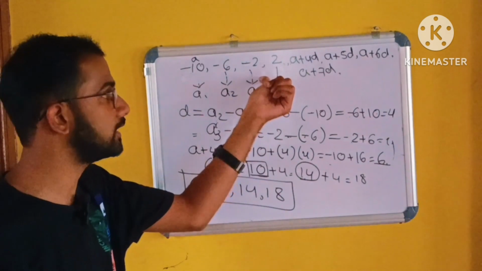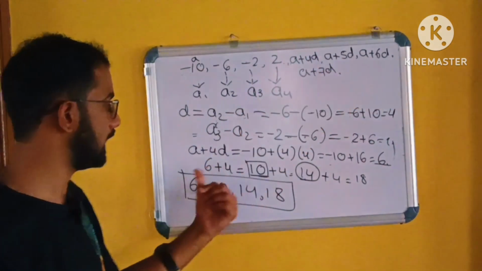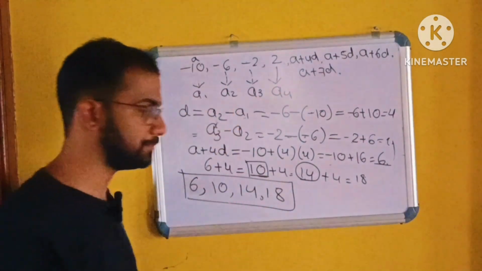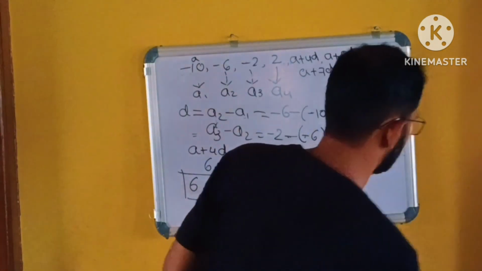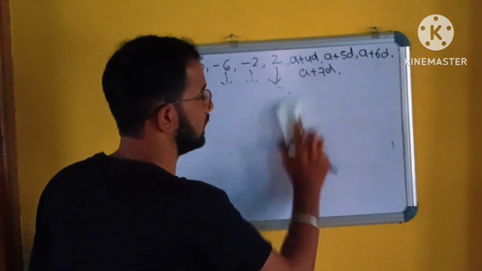If this is in arithmetic progression, then we have to calculate the four terms as we have done over here. So this is the answer. Then let's move on to the fifth question.